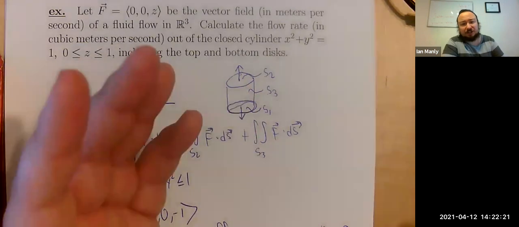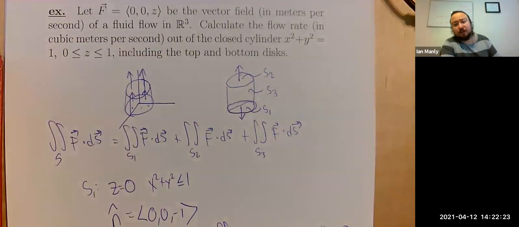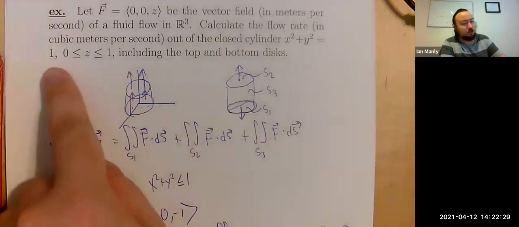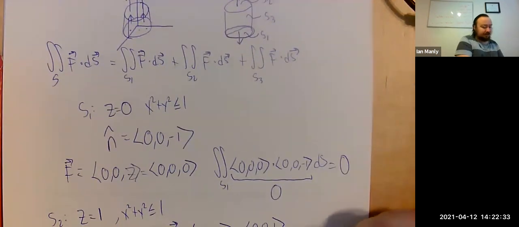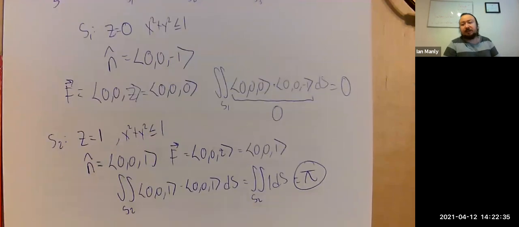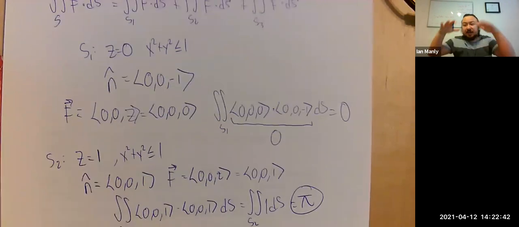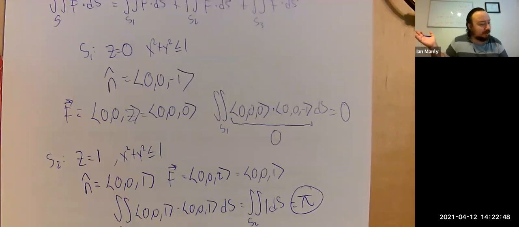But the thing is, S2 is just a circle of radius 1, right? So the area is just pi r squared. And since it's radius 1, it's just going to be pi. So this integral is just pi. We didn't actually need to do anything to compute that. So out of the top of it, there's a net flow outwards over the top of pi cubic meters per second.